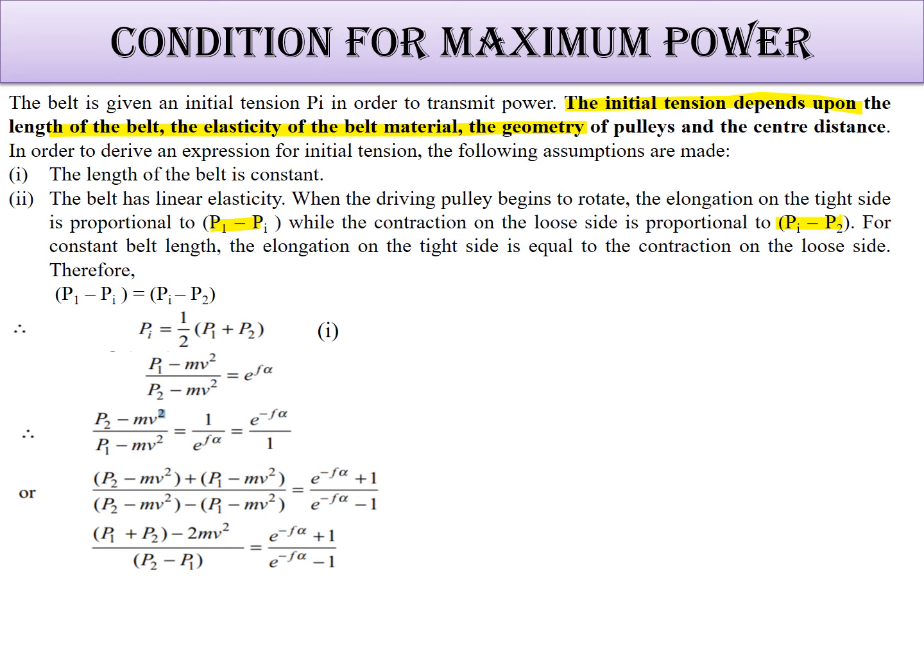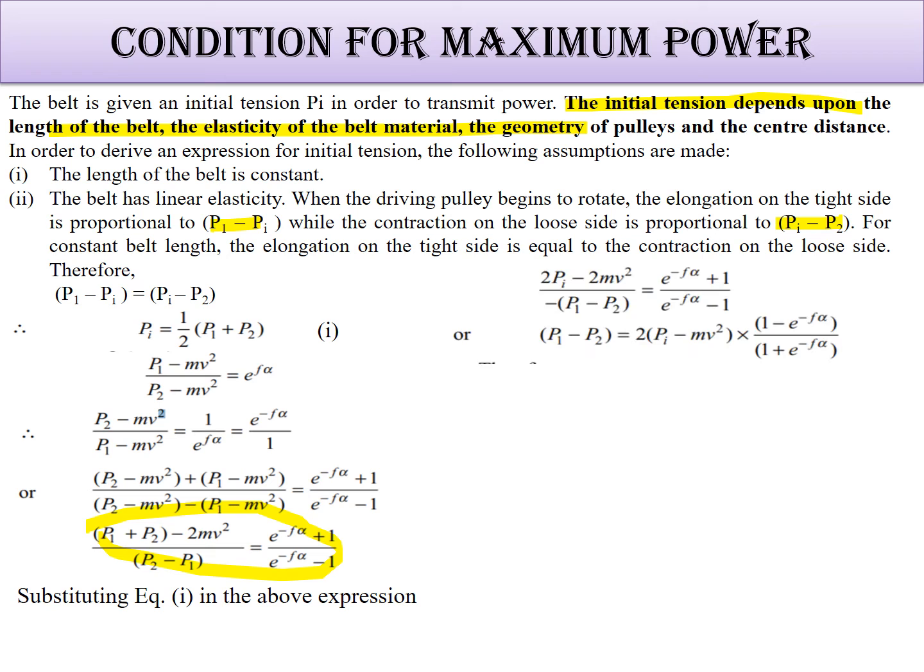By mathematical terms, add the denominator to the numerator and the numerator to the denominator, that is subtraction. By this we are adjusting it. We already know this method. Once we add this part, by solving these terms we get this. Substituting this in the above expression for the initial tension, we get P1 minus P2 is equal to 2 times Pi minus mv square into 1 minus e raised to minus f alpha upon 1 plus e raised to minus f alpha.